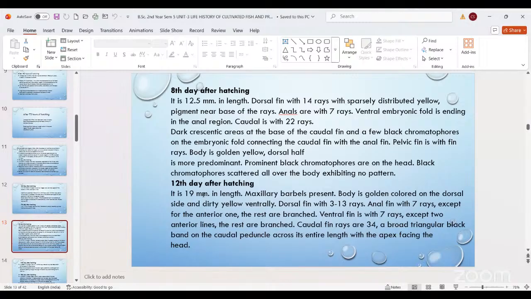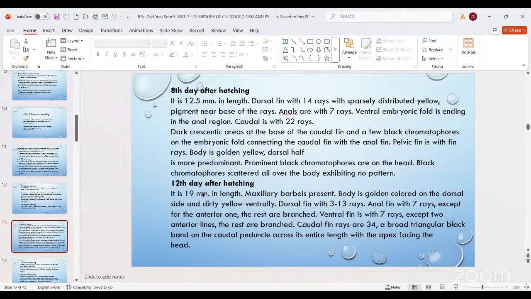Dorsal fin with 14 rays with sparsely distributed yellow pigment near base of the rays. Anal with 7 rays. Ventral embryonic fold is ending in the anal region. Caudal is with 22 rays. Dark crescentic areas at the base of the caudal fin and a few black chromatophores on the embryonic fold connecting the caudal fin with the anal fin.